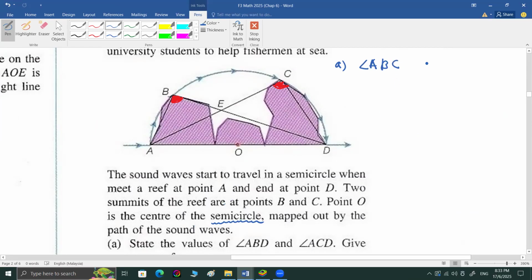I have curved line the keywords. Hello. What is the angle of ABD? And what is the angle of ACD? Semicircle, semicircle. Yes, Joey, you're right, 90.